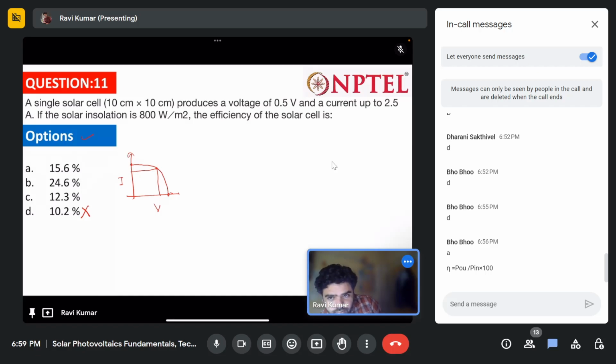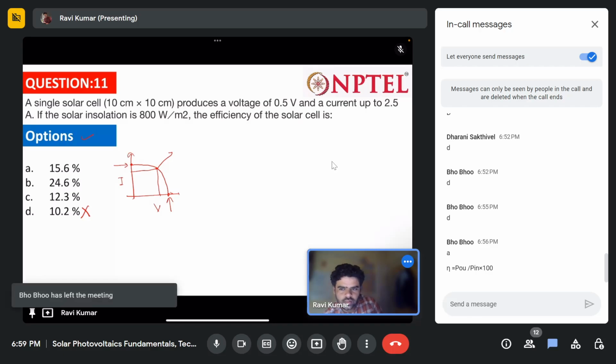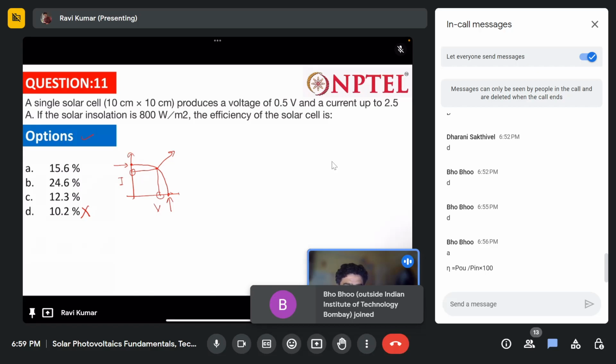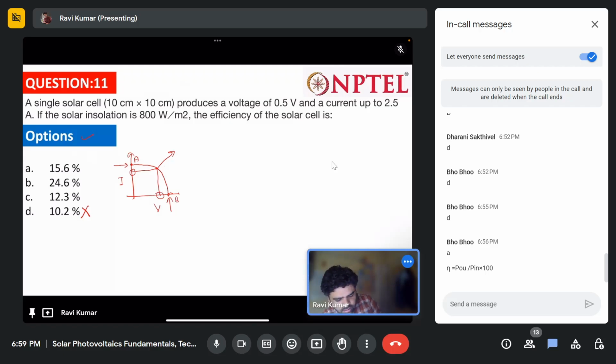So what is this point? This point. What is this point? Don't you remember? And what is this point? What is this point? What is this point and what is this point? I marked 5 points here. I'll write A, B, C, D, and E. What is A, B, C, D, and E?